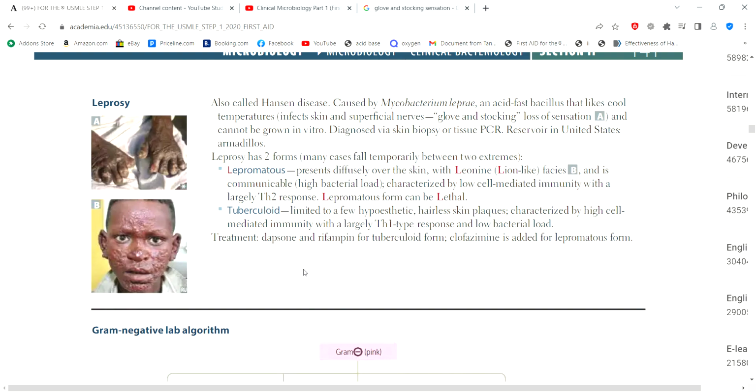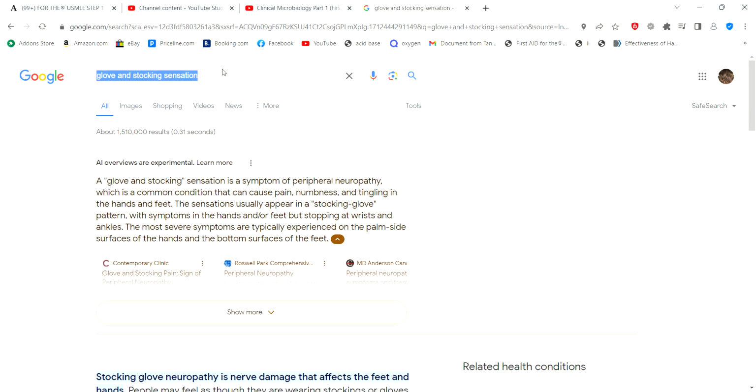So it cannot be grown in a test tube. Leprosy is diagnosed by skin biopsy or tissue PCR. Okay, tissue PCR. Reservoir in the U.S.: armadillos. Where is that? Texas?